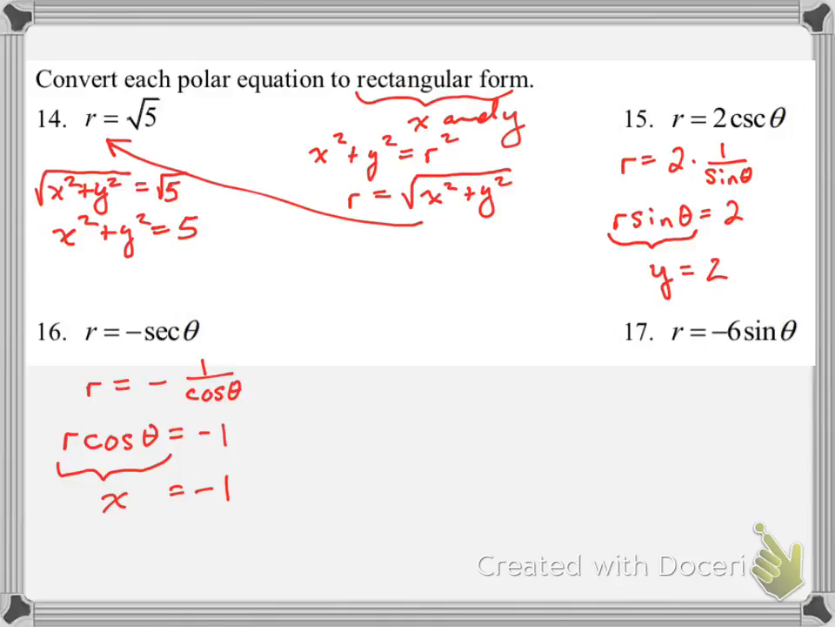All right, number 17 is going to involve a little bit more work. And so what we need to do is we need to work on getting rid of r and theta in this problem. Now, one thing to remember here is that r is equal to the square root of x squared plus y squared. All right, so what I'm going to do is we're going to start this problem by dividing by sine.